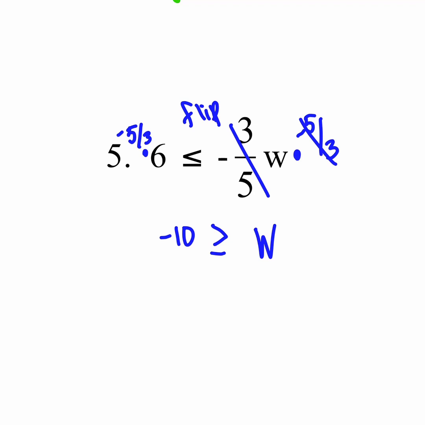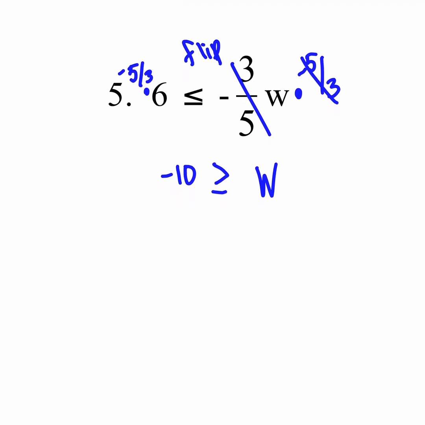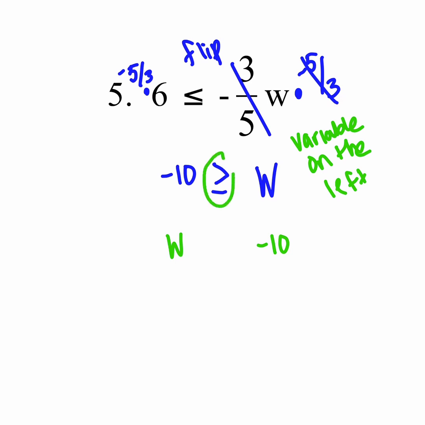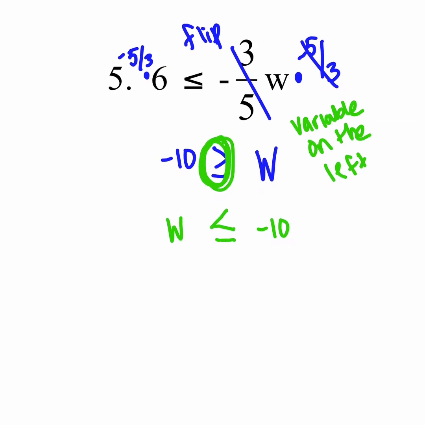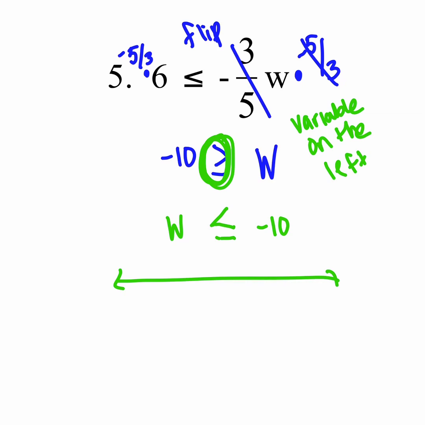Now remember yesterday we talked about always having the variable on the left. So we need to rewrite this. So w and -10. My inequality sign is open towards the -10, so make sure it's open towards the -10 when you rewrite it. So -10 has a closed circle. I'm shading to the left.